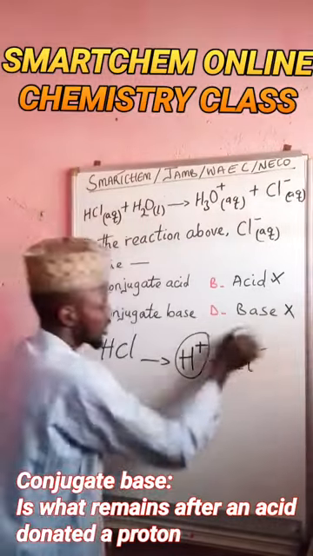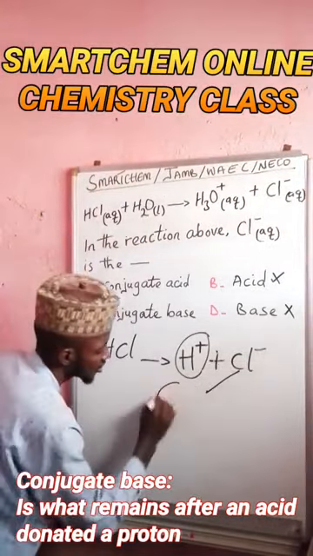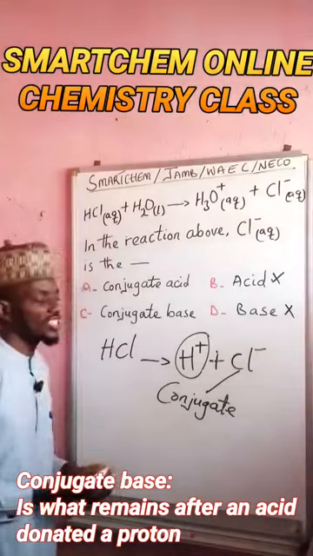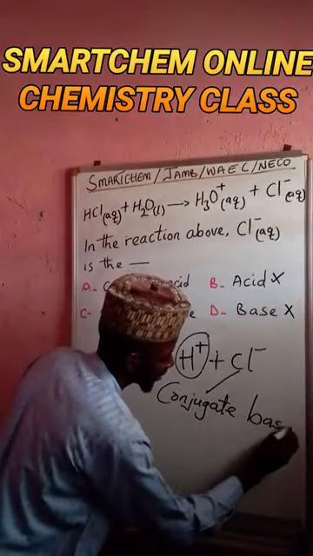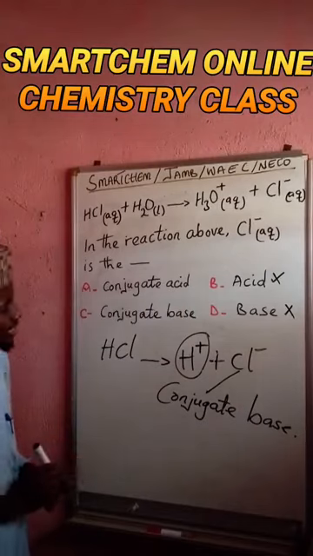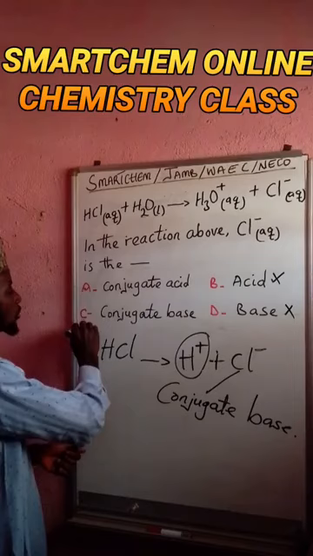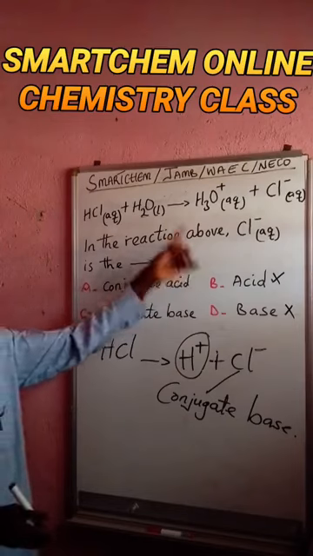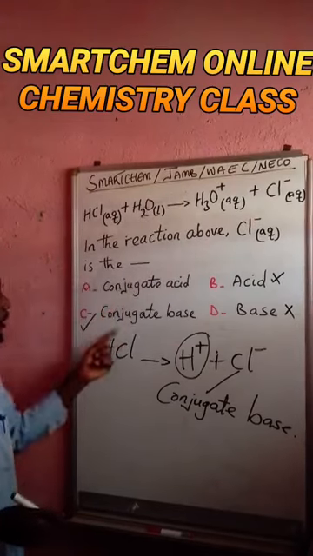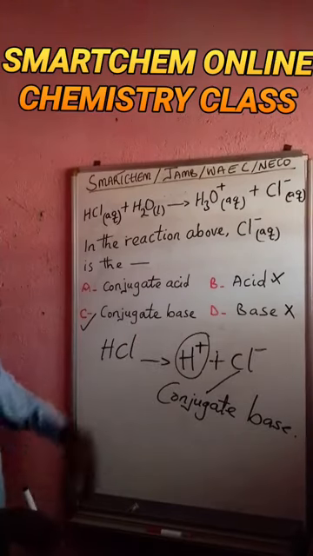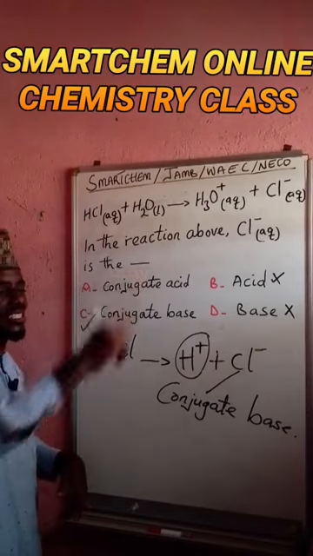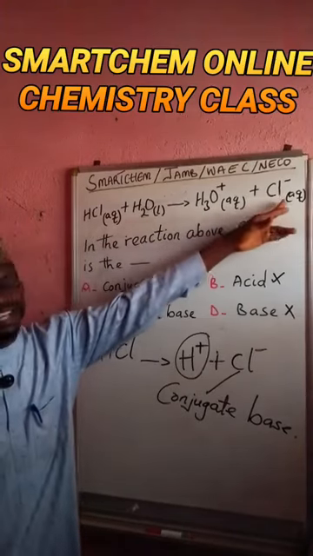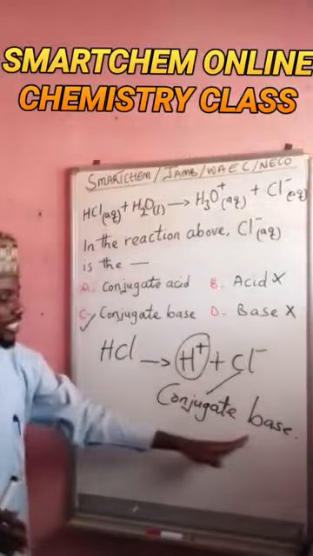So therefore, this one is what is referred to as conjugate base. Yes. Therefore, our correct answer for this question is going to be C. Yeah, it's going to be C. In the reaction, chloride ion is the conjugate base. Why? Because it is what remains after an acid donated a proton. Are we together? So the remaining part of the acid is chloride ion, which is a conjugate base.